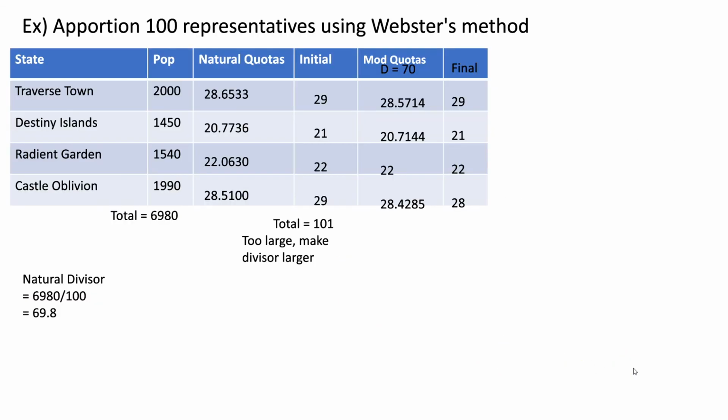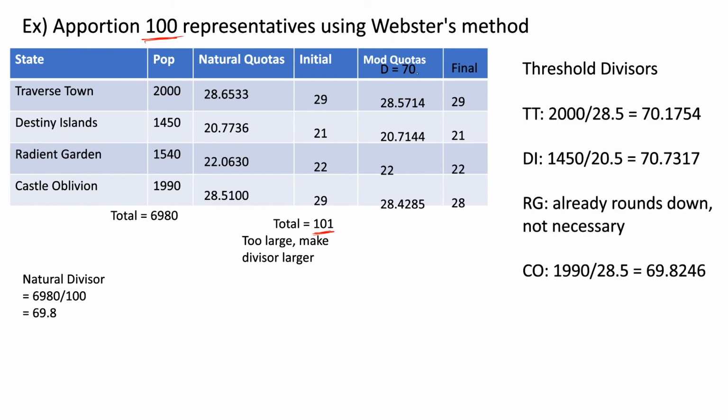So now let's take a look at this example that we saw in the last video on Webster's method, but now we're going to see what the threshold divisors look like. So our initial allocation here was too large. We ended up giving out 101 seats when we only had 100 seats to give out. The modified divisor we had that worked was 70. So let's take a look at what the threshold divisors are.